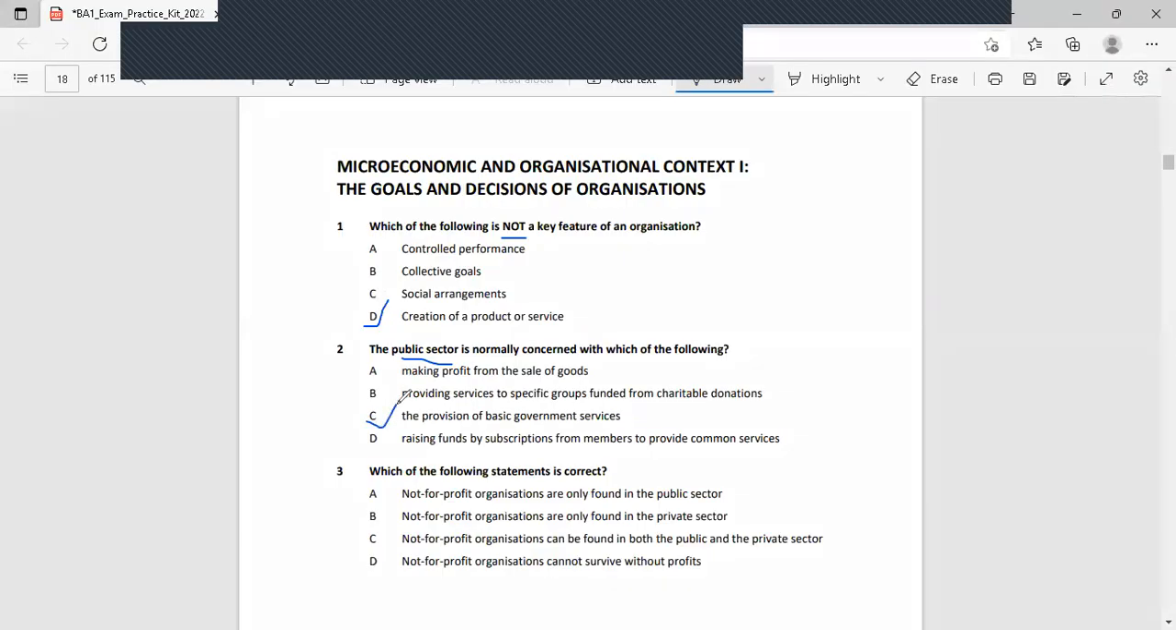Third one says, which of the following statements is correct? Not-for-profit organizations are only found in the public sector, are only found in the private sector, can be found in both public and private sector. Not-for-profit organizations cannot survive without profits. Which one is correct? B, ma'am.